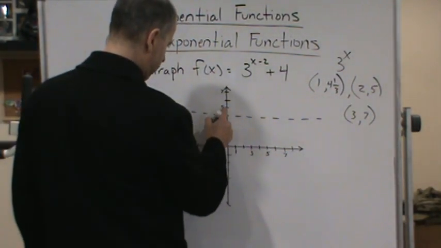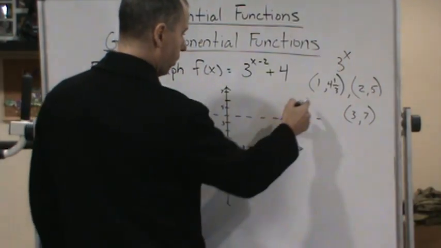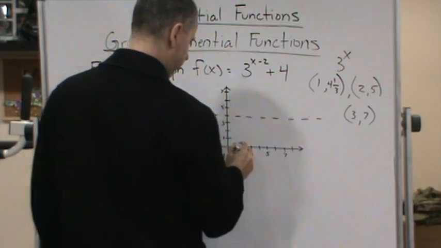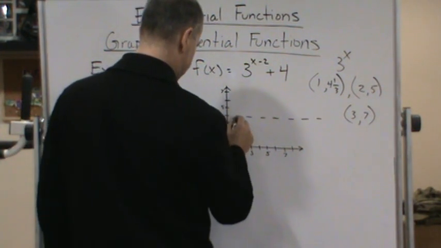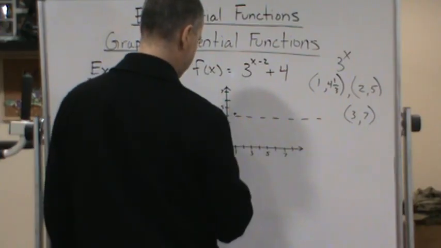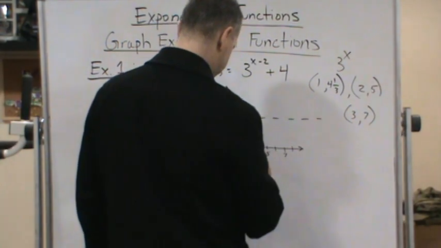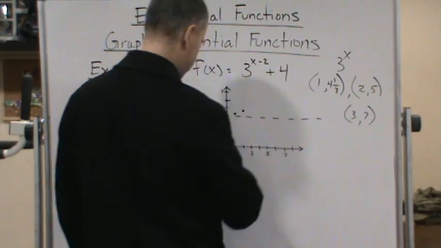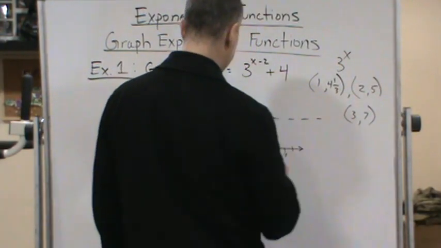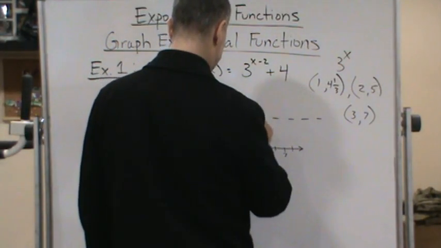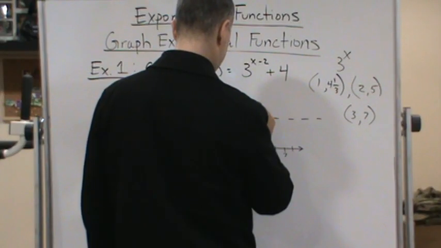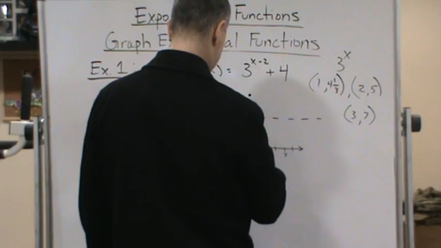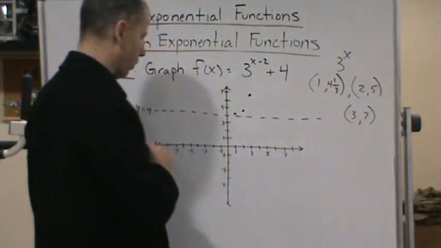4 1/3 is right here. So 1, 4 1/3 is right here. So 1 and then 4 1/3. Let's say it's about right there. And then 2, 5 is right there. And then 3, 7 is right there.